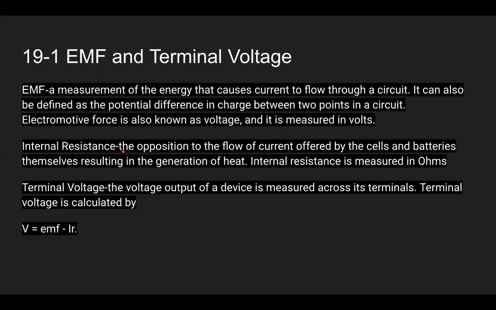Internal resistance is the opposition to the flow of current offered by the cells and batteries themselves in the generation of heat. Internal resistance is measured in ohms. And a little note here, all resistance is measured in ohms. So internal resistance is a type of resistance, and that's why it is also measured in ohms.